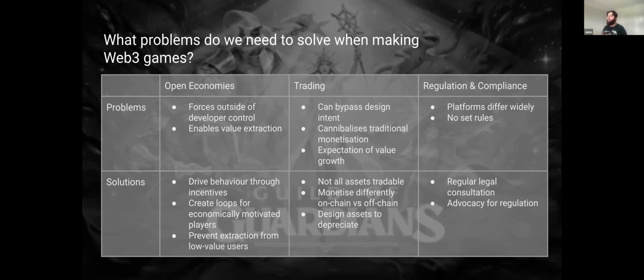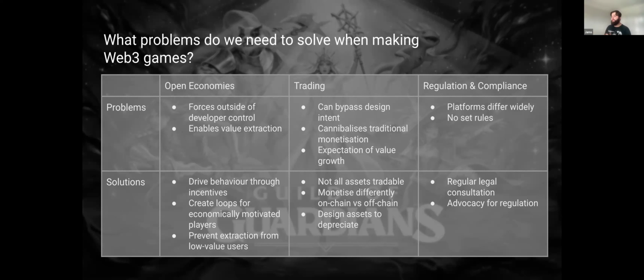And finally, one of the key problems that trading introduces is the expectation of value growth. We'll talk about this a little bit, but ultimately, asset bubbles are a thing. They're a lot more common in spaces like Web3 gaming, especially with the speculative nature of the space in general. And we really try and avoid asset bubbles as much as possible because the only thing that happens is people get really excited and then really disappointed. So we try and avoid situations like that.